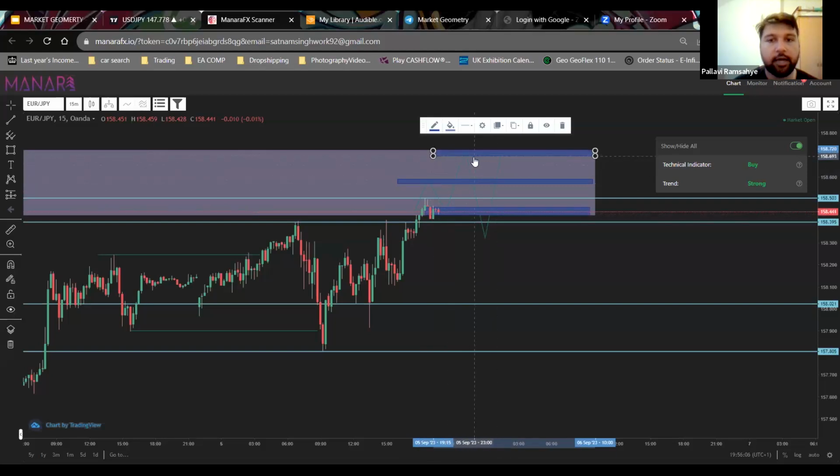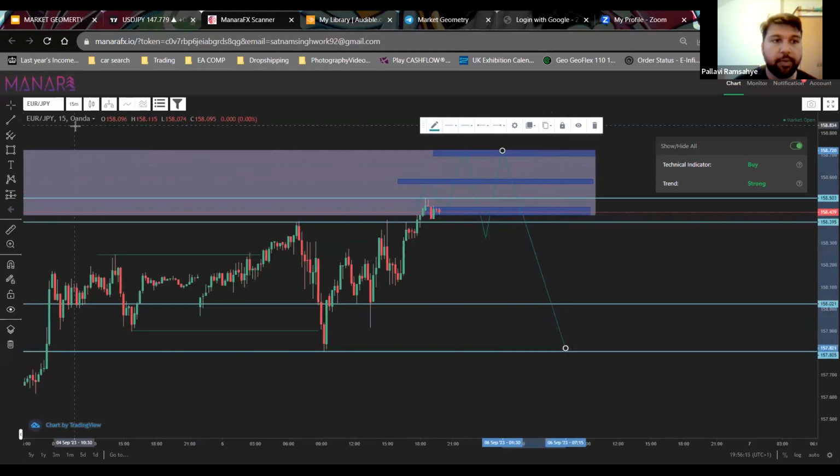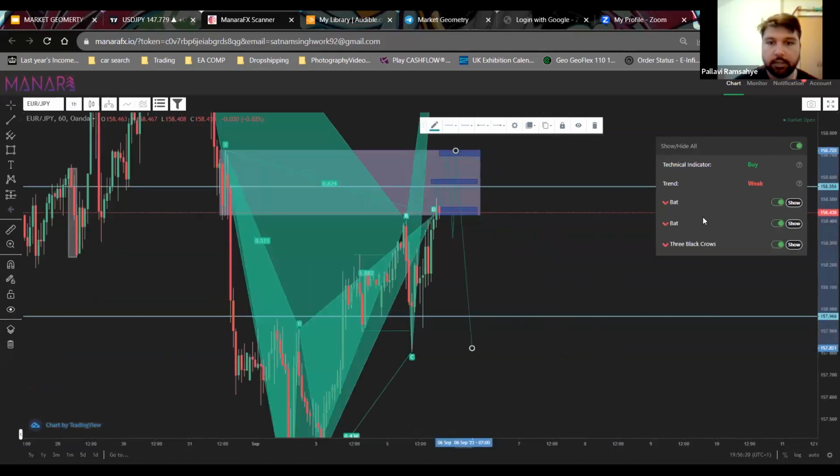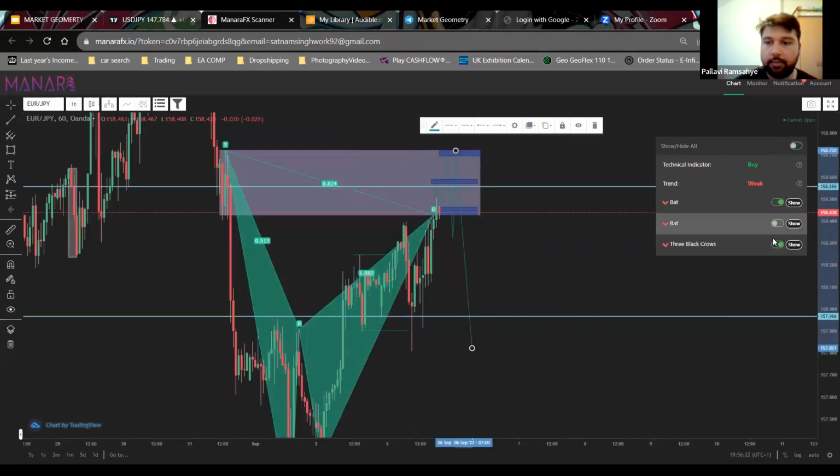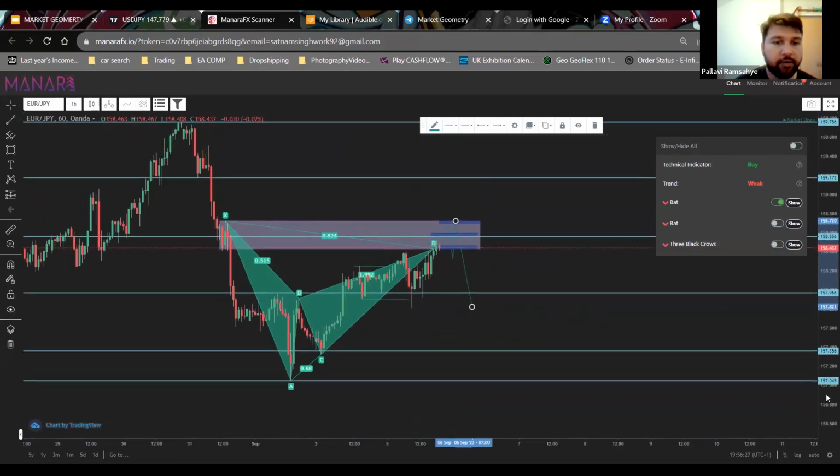So if we enter at, let's say, the LB zone, we could then look to take price all the way down. And then again, we are referencing back to our higher time frame pattern. What a mess. Okay, so we're referencing this pattern. What we're doing is TP1 again here, and then TP2 at point A.